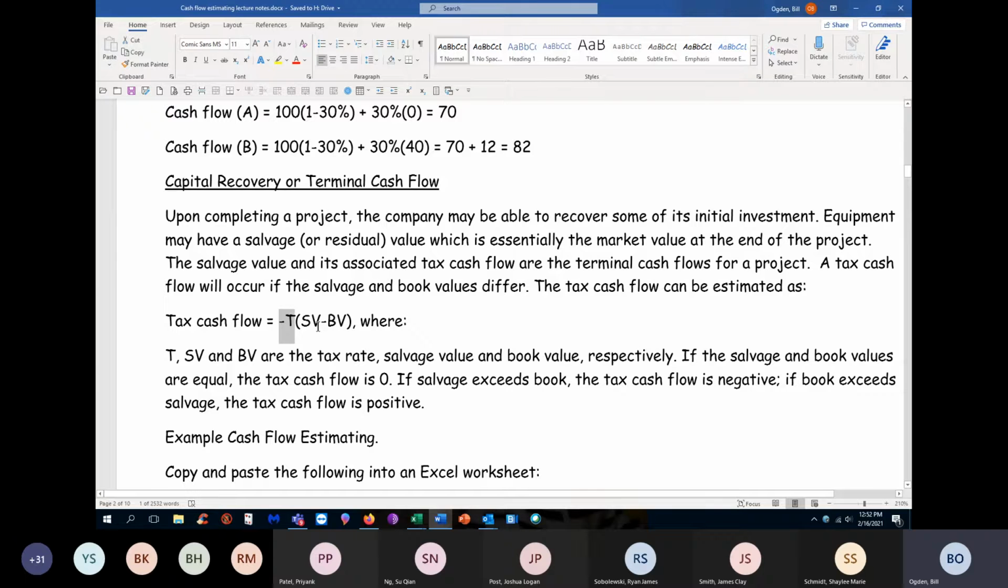And one last possibility, and I think we see this especially in something like electronic equipment, whereby it depreciates very quickly, and the book value might very well exceed the salvage value. So if the book is higher than the market at the time you sell it, well, in that case, you will realize a positive tax cash flow from that sale.